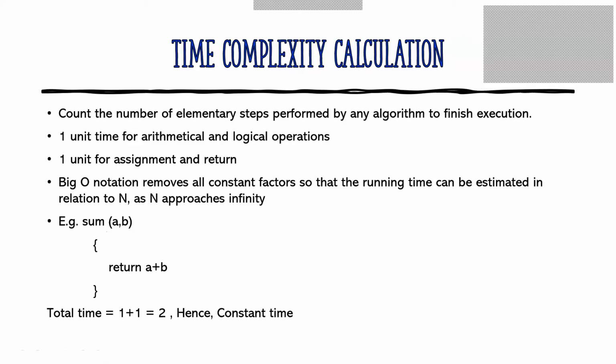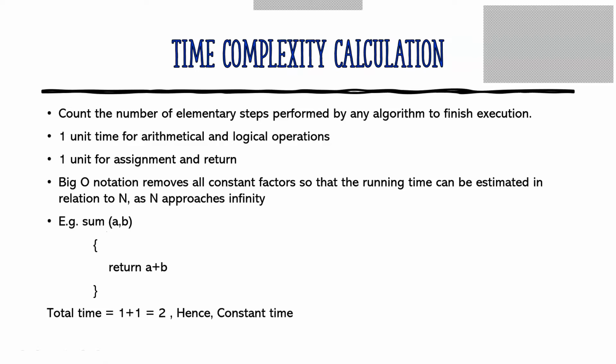So big O notation removes all the constant factors so that running time can be estimated in relation to n. In both space complexity and time complexity, it mainly depends on input size. Not only big O, any other notations will simply ignore all those parts that are not giving any contribution to the running time. So it will discard all the constant factors and keep the actual value that depends on n.